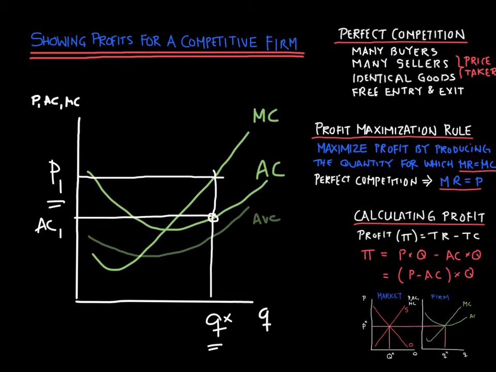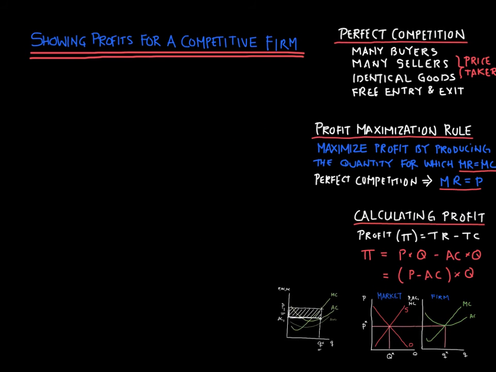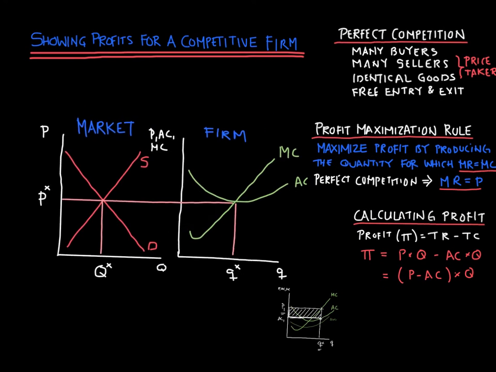The profit is equal to price minus average cost, so that's this distance here, multiplied by the quantity, which is this distance right here. So obviously that's going to give us the area of a rectangle, and I'm just shading that in right now, and that is the profit for the firm. You can see that the profit in this case is positive. The firm is making money, and we can take that away and look at what will happen in the long run.